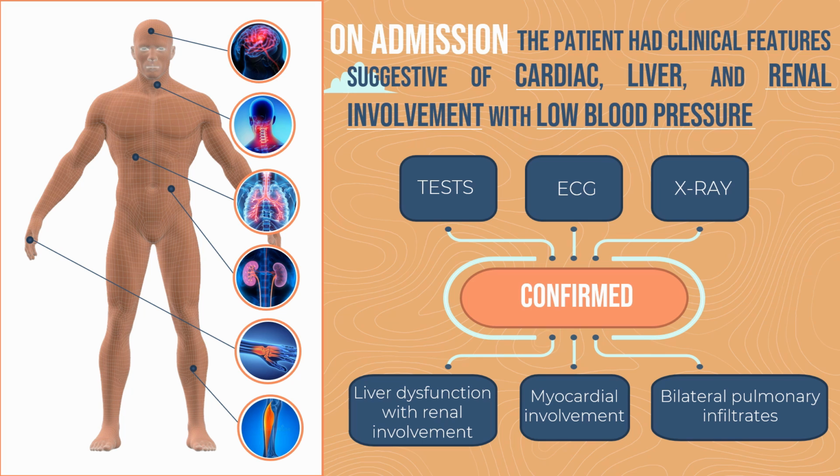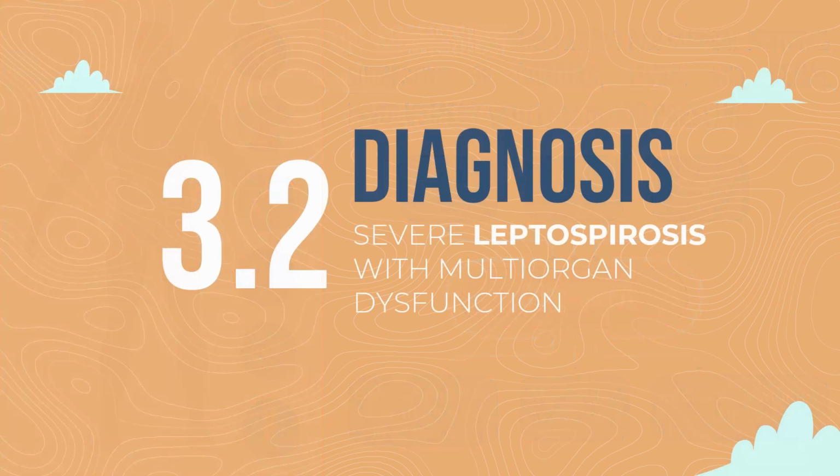Electrocardiogram, as well as elevated troponin, suggested possible myocardial involvement, along with X-ray findings of bilateral pulmonary infiltrates, which could be due to pneumonitis or pulmonary hemorrhages. A working diagnosis of severe leptospirosis with multi-organ dysfunction was made based on the findings of the patient's background of significant mud exposure and epidemiology of the locality.